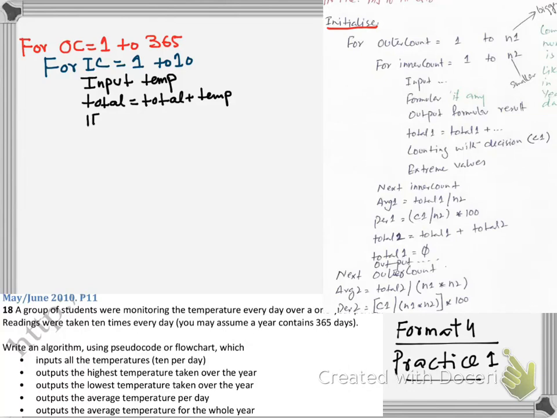If temperature is greater than highest, then highest is equal to temperature.